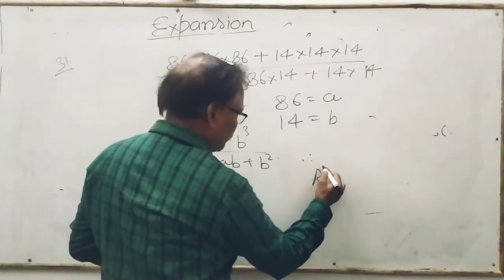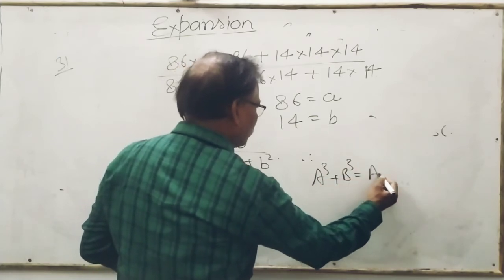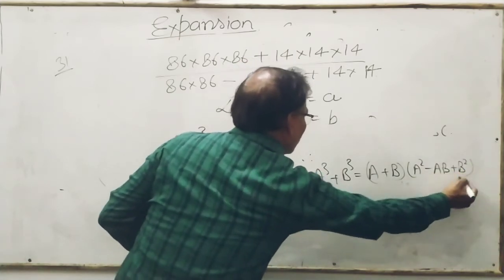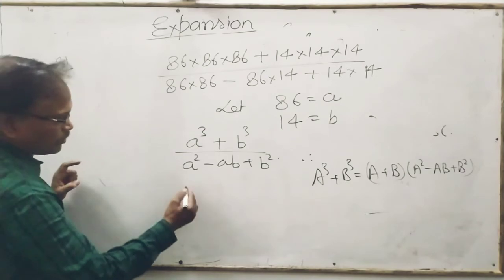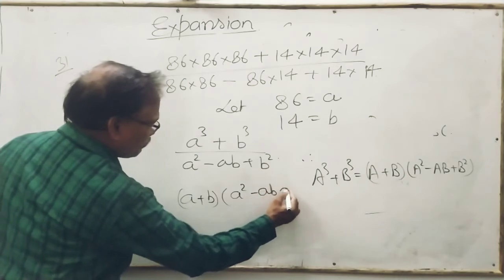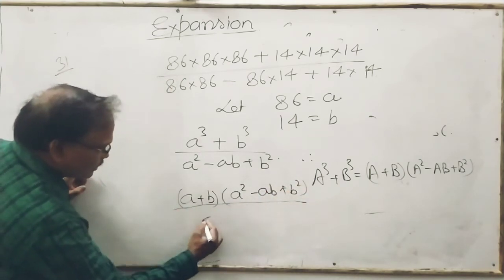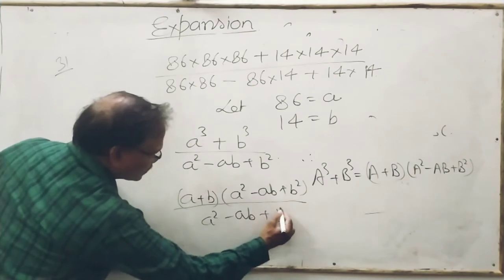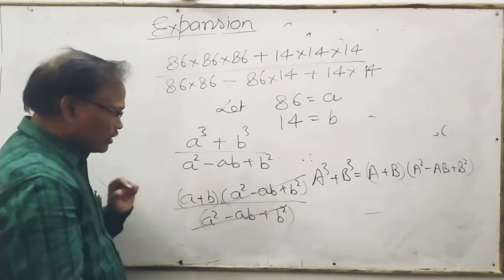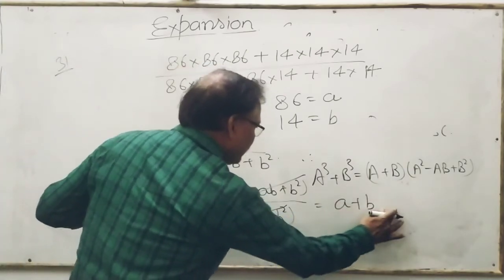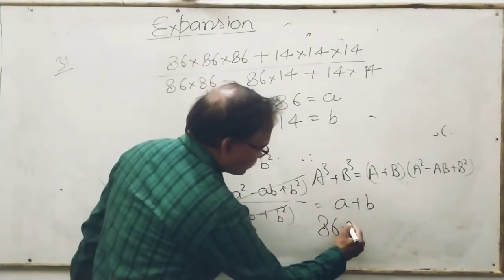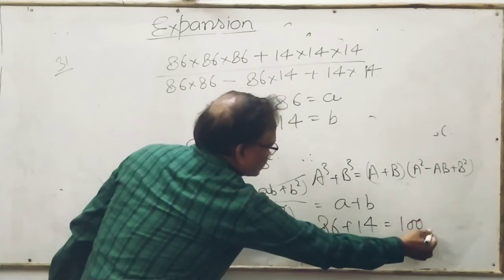Yes. Because I just told you a cube plus b cube is equal to a plus b in bracket a square minus ab plus b square. Same, means in place of this you can get a plus b in bracket a square minus ab plus b square, and then the denominator a square minus ab plus b square. The whole bracket will be cancelled. What will you get? Only a plus b. And what is a? 86. What is b? 14. Put here. You will get 100. This is the answer.